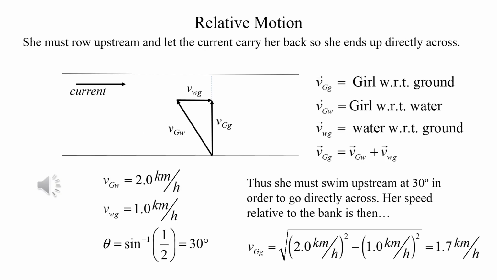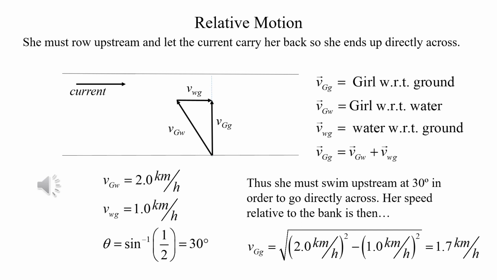So notice the diagram that we have here. She wants to go directly across, and the current, of course, is flowing at a right angle to the direction that she wants to go across. And so we have to row upstream a little bit in order to go directly across. And so in the vector diagram, the velocity of the girl with respect to the water forms the hypotenuse of a right triangle.